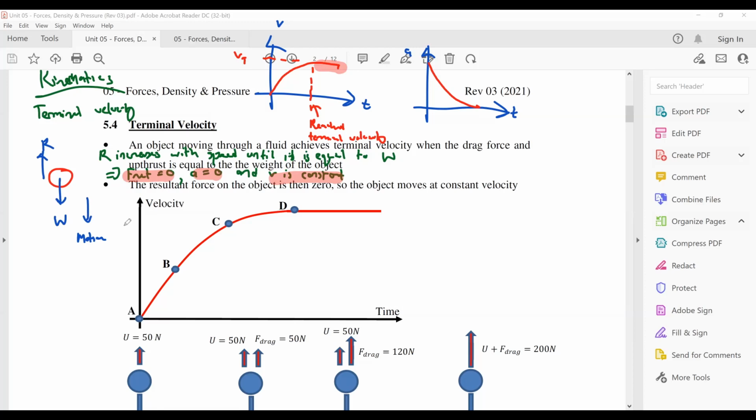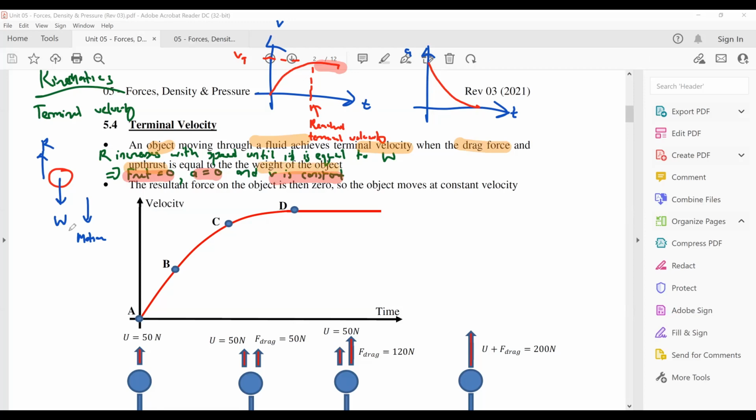Okay, so here we also have something on terminal velocity again in this chapter. But the thing here is that now you have another force to consider. If you have an object that moves through a fluid, it will also achieve terminal velocity when drag force and upthrust is equal to the weight of the object.